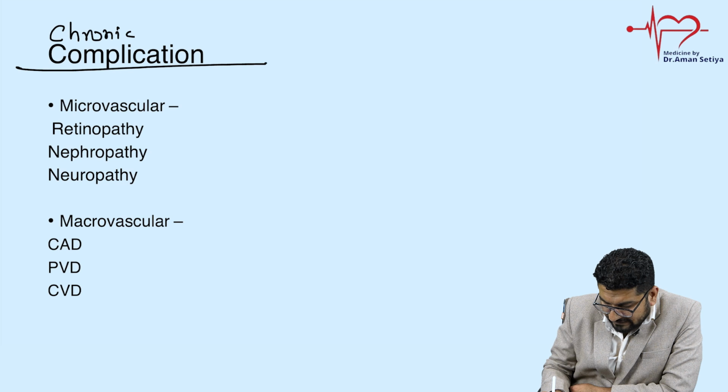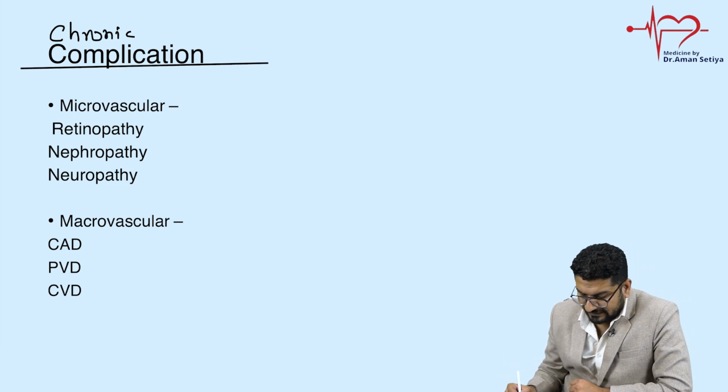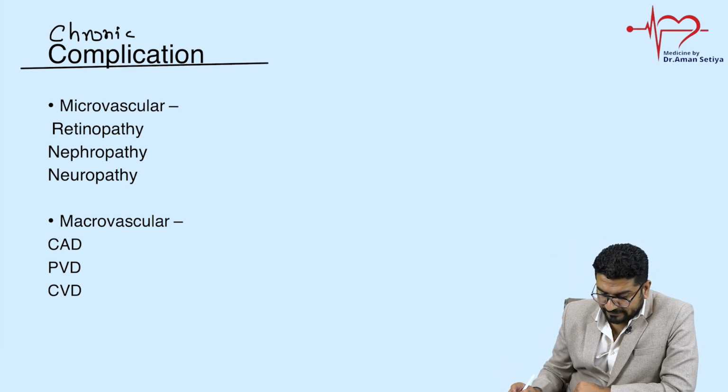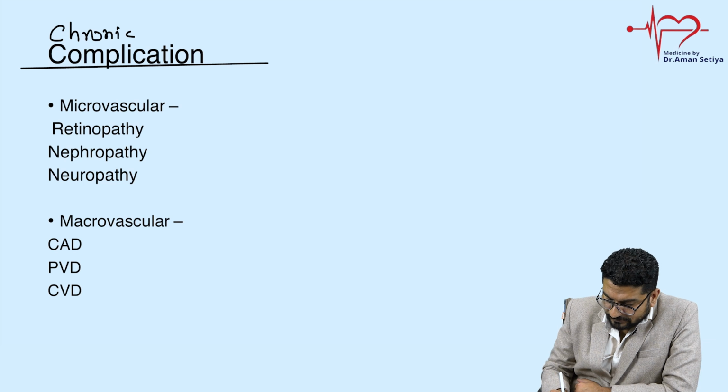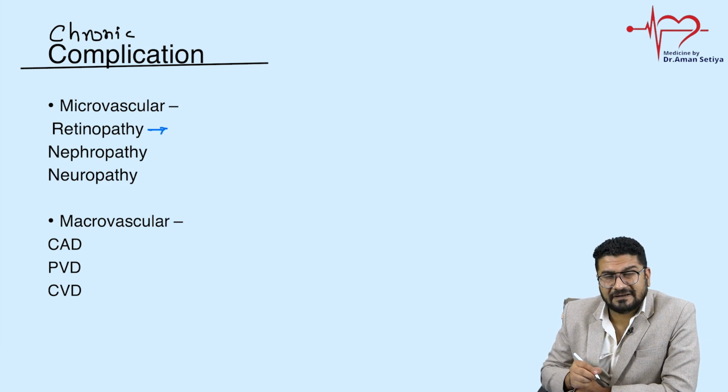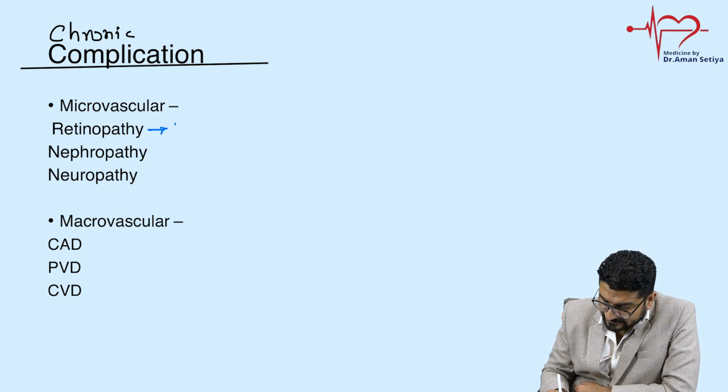So in chronic complication, we can have some microvascular complication like retinopathy, nephropathy, neuropathy, and macrovascular. So in retinopathy, I can say patient can develop some sort of hemorrhage. So there can be hemorrhage in the eyes. There can be a non-proliferative retinopathy, just I am writing NPRP, or there can be proliferative retinopathy.